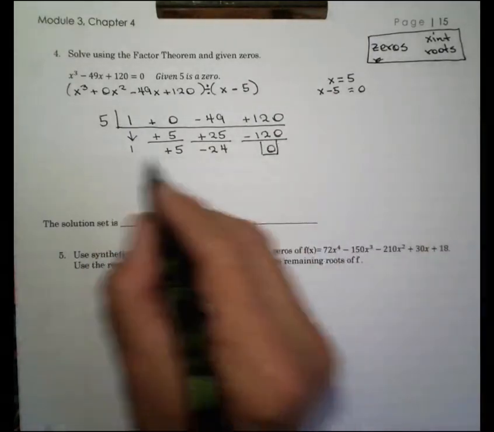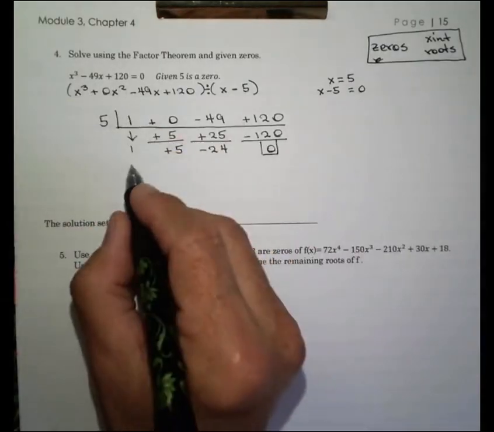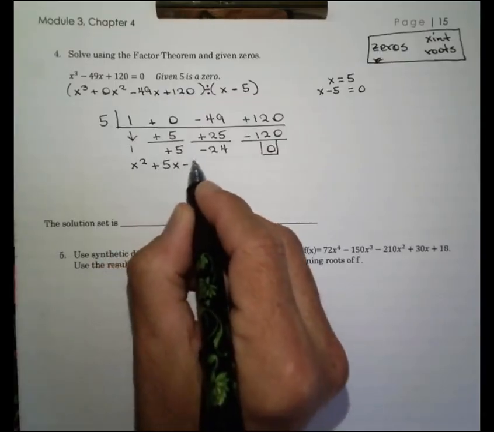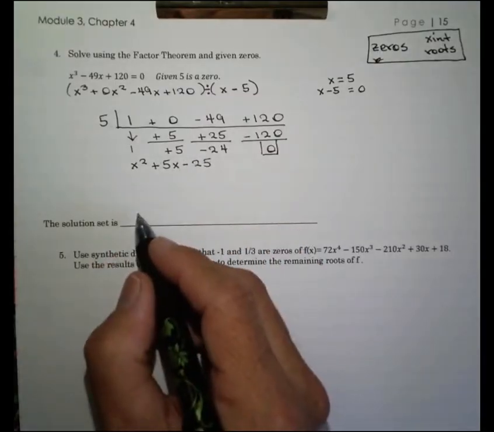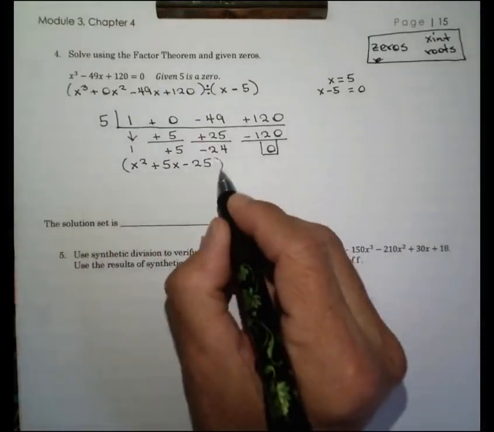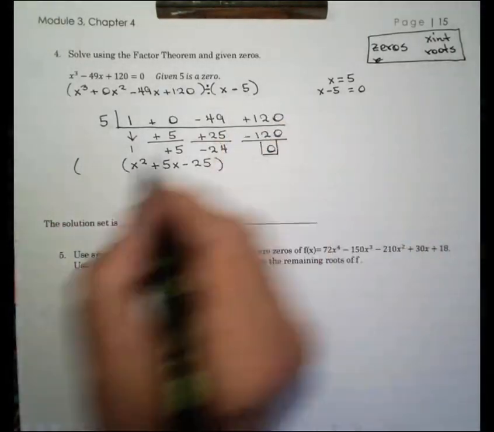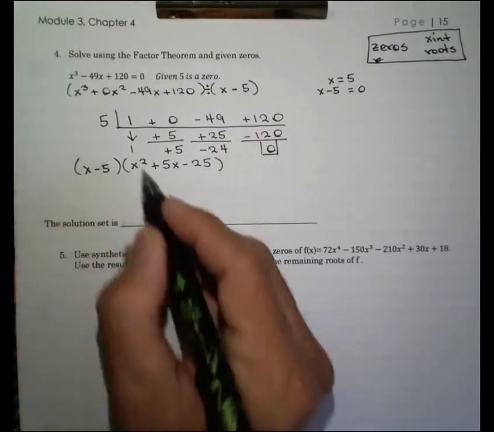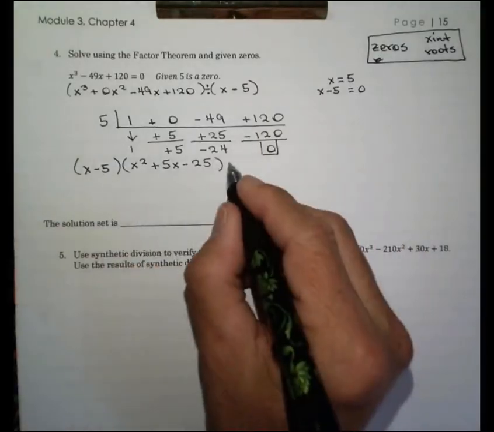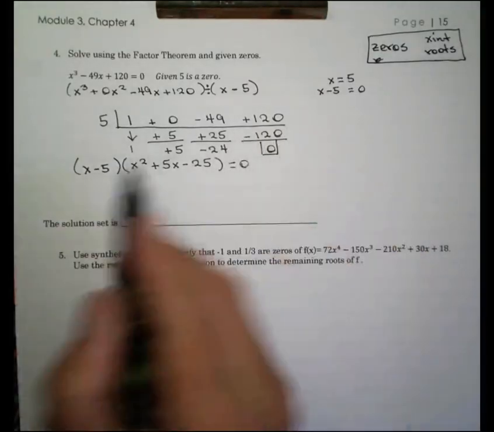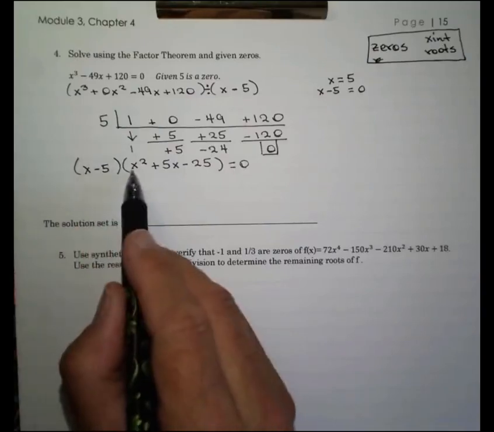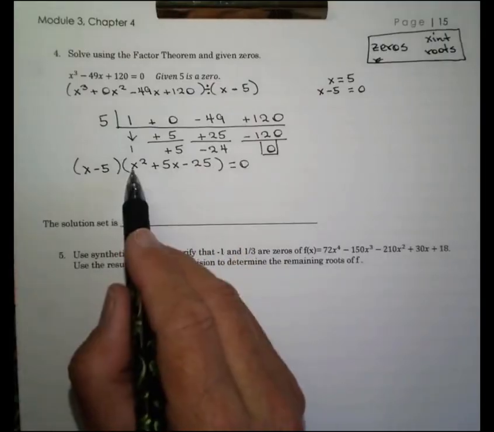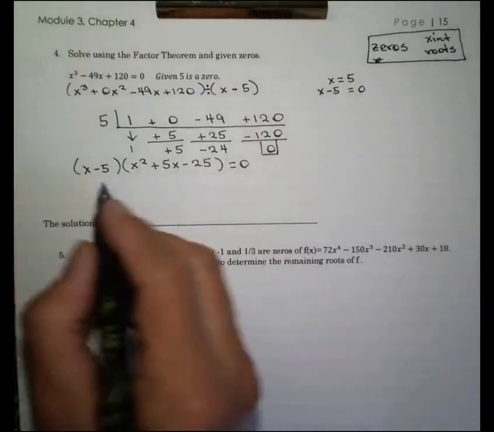So what is this polynomial? One degree less than x cubed, it's x squared plus 5x minus 24. So what do I know? That polynomial times the other factor, x minus 5, because it told me 5 was a 0, is going to be equal to 0. Now I have a simple second-degree trinomial, and I can probably factor that.